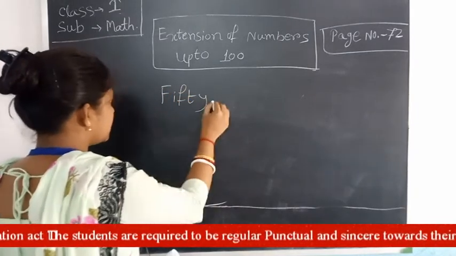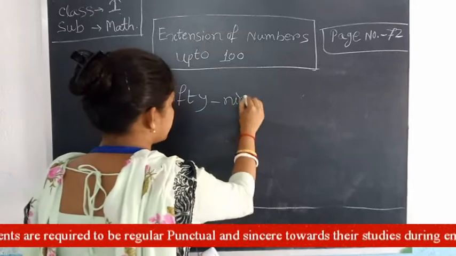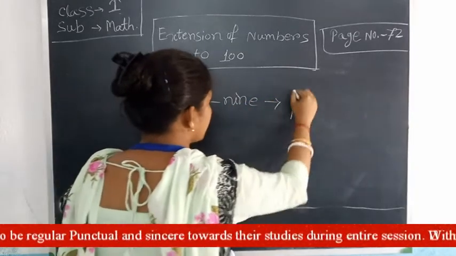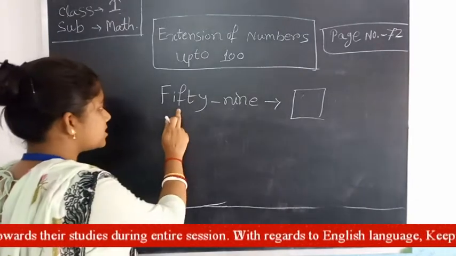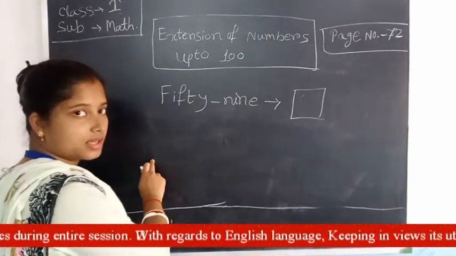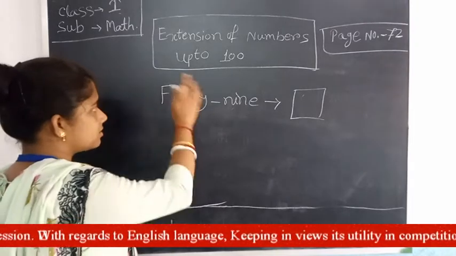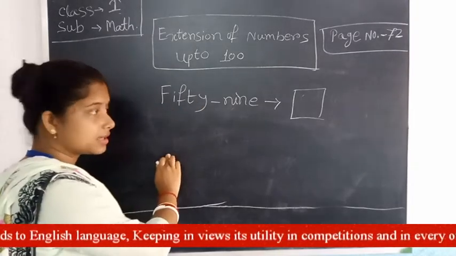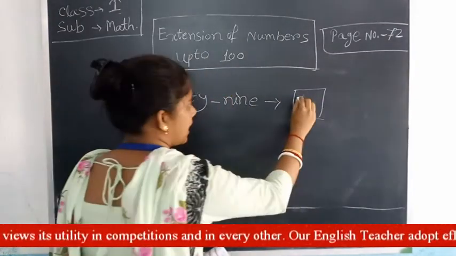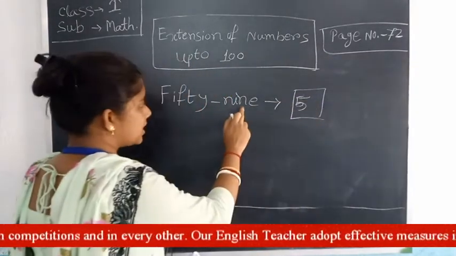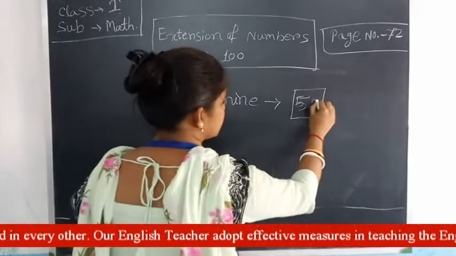Fifty 50, nine 59. And now you have to write the digit. So see the spelling 50. So it means this is the number from 50s. So the first digit will be 5 and the last is 9. So write here 9.